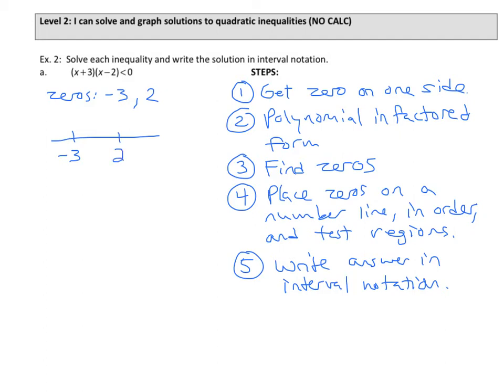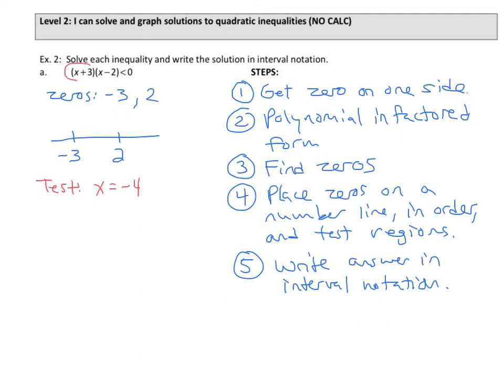And now I'm going to test regions. And to test regions, we're going to pick a number in each region of our number line up above. So I'm going to pick a number that's less than -3 in this region over here. So any number less than -3 will do. I might use -4. To test x equals -4, you're going to plug -4 into factored form above.